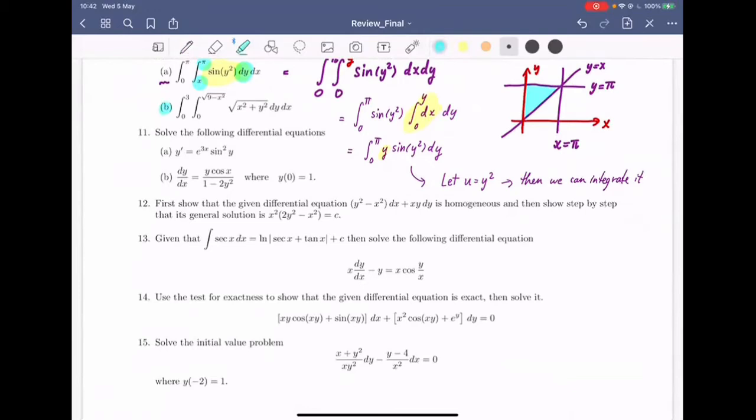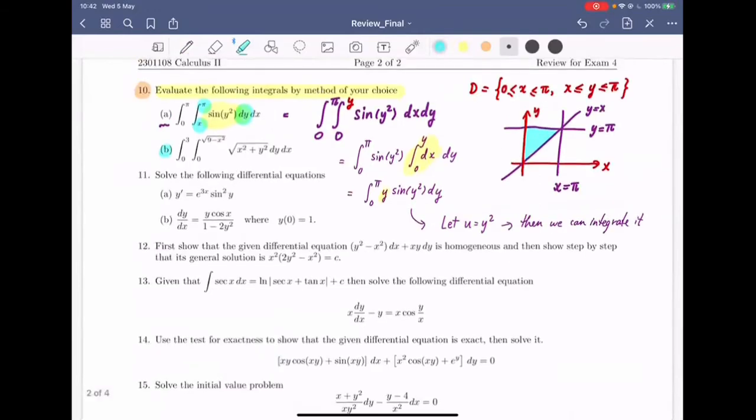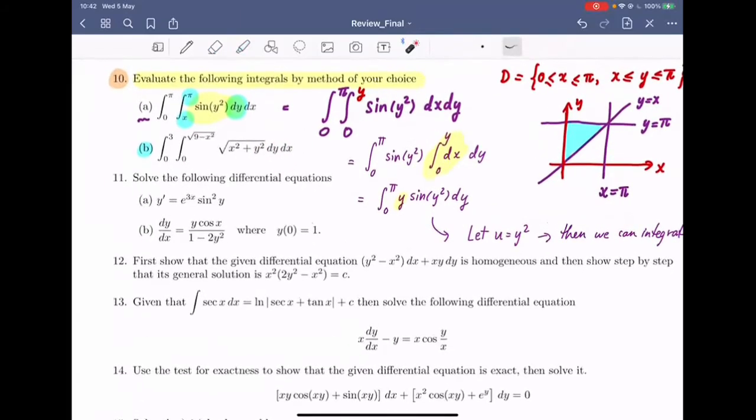So question B, they ask you to evaluate this thing. First of all, you can see that the question gives you something in terms of dy dx. For sure, you do not want to integrate this term. It is terrible to integrate square root x squared plus y squared. Maybe you would use trigonometric substitution or some integration technique, which could be terrible for you.